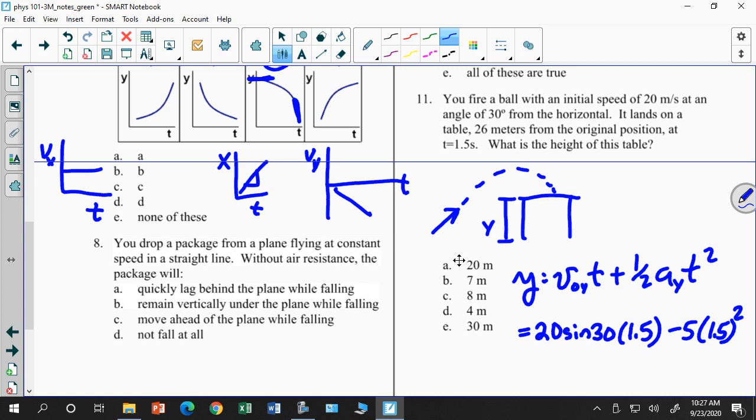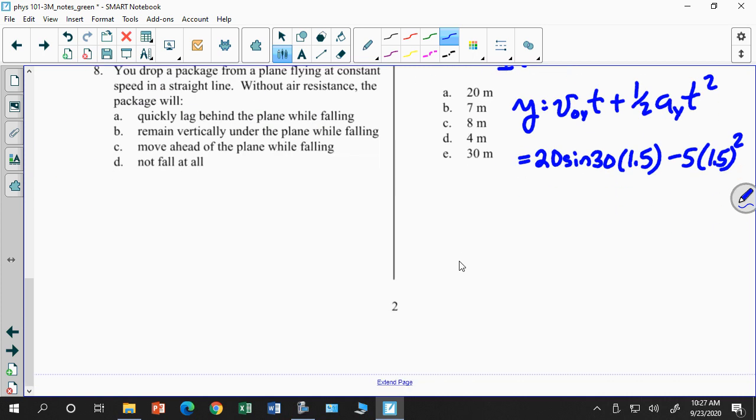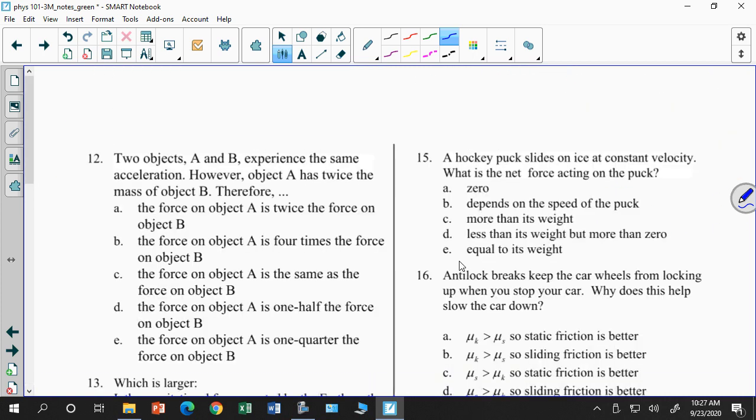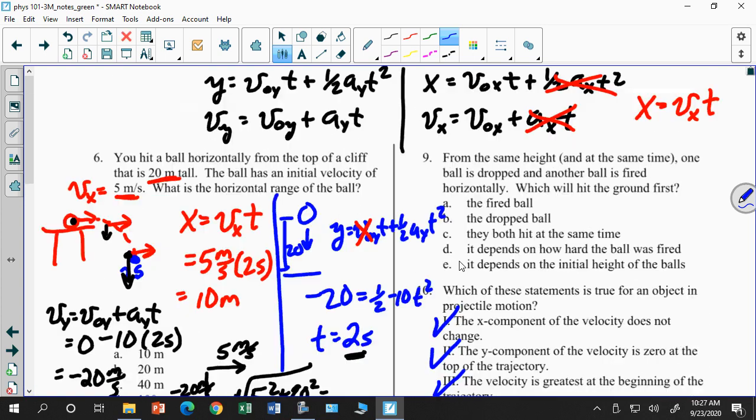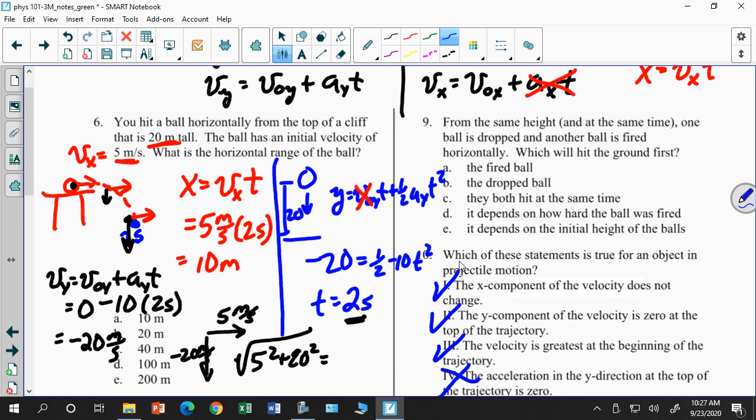Expect a problem like that. You have 4 or 5 different calculation problems for projectile motion. Or no, more than that, I think, 6 or 7. Let's go back. We'll do some other conceptual questions.